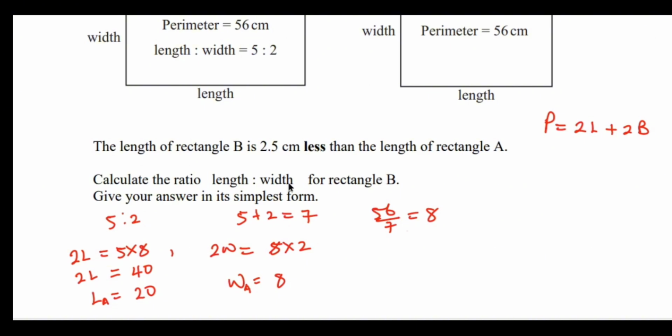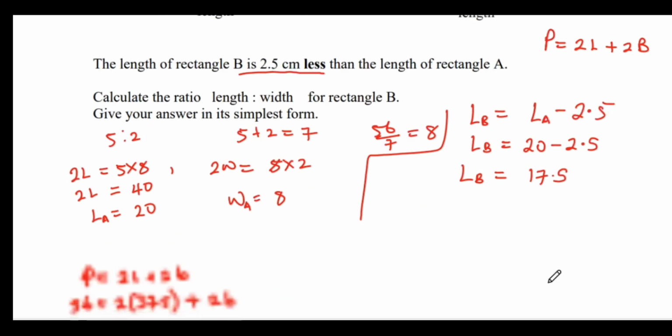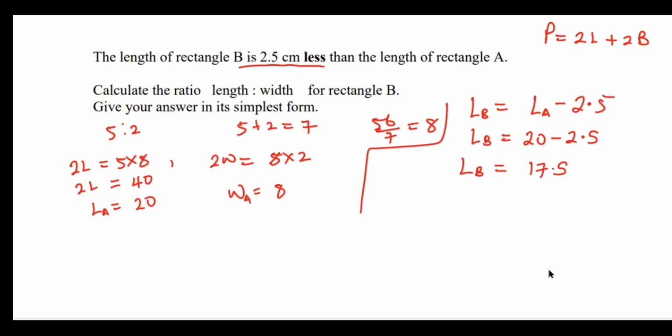So let us do the same thing for rectangle B. For rectangle B, the information given to us here is that the length of rectangle B is equal to the length of rectangle A minus 2.5, because they say it is 2.5 less. So the length of rectangle B equals 20 minus 2.5, which is 17.5. So with that value, we can find the width of rectangle B.